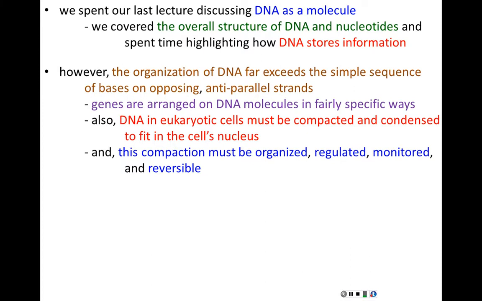What makes it challenging is that this compaction of DNA has to be organized. It must be regulated, it has to be monitored by the cell to be sure that it's occurring accurately, and most importantly, it has to be reversible. In other words, the cell must have a way to get back to that DNA, to access that DNA when it needs it again, and so we have to condense this DNA down many, many orders of magnitude, but then we have to be able to access it on demand as well. So that's a very challenging thing for the cell to accomplish.